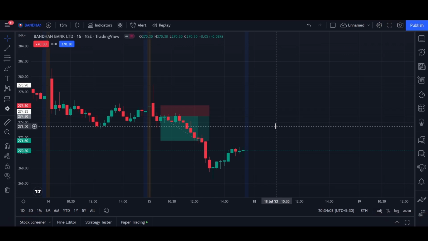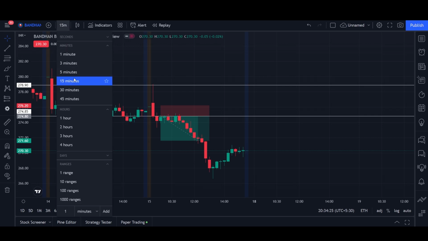Okay guys, so now I'll be showing you one of the trades that I had taken today in Bandhan Bank. It was a short sell trade and I used the converter trading strategy. It is a very simple trading strategy, and the first thing you need is to set your time frame to 15 minutes. Whatever terminal you're using, go to the time frames and set it to 15 minutes.